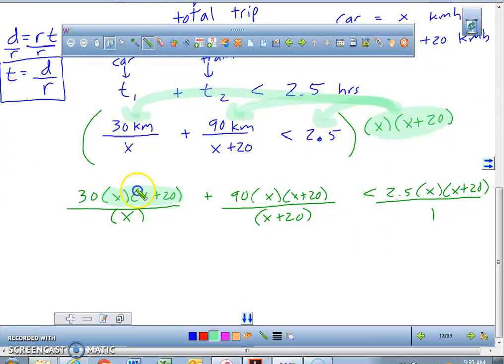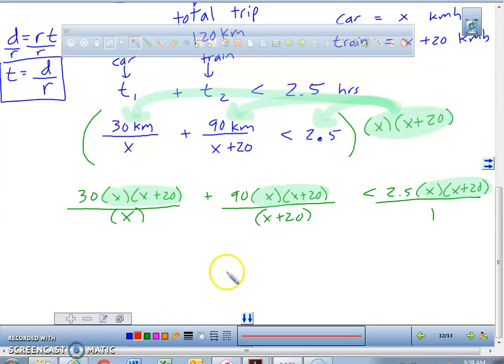Notice, every single expression has x times x plus 20 in the numerator. And the reason we did that was so that these x's would cancel out. So these x plus 20s would cancel out. And now we have a 1 in the denominator and not a variable in the denominator.